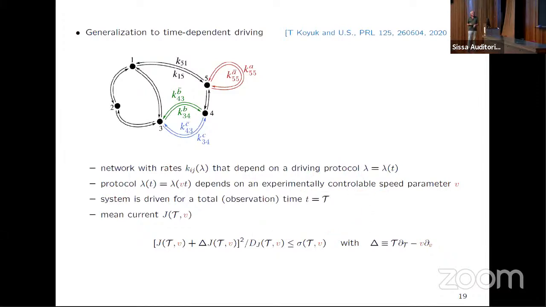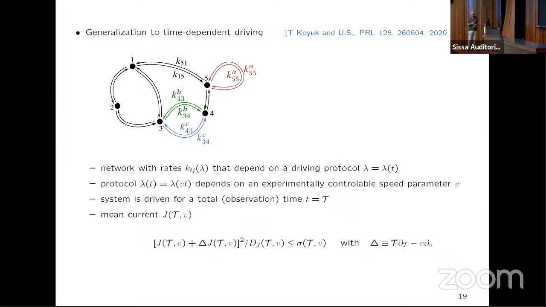And then the generalization of the TUR is the following one. J is the mean current now observed for a fixed control speed v and a fixed time calligraphic t. dJ is the corresponding diffusion coefficient. Sigma is the corresponding entropy production rate now averaged over this time-dependent process. And this is the old relation except for this delta J term. So there's an additional term which says how does the mean current change with the observation time and how does it change with this experimental speed parameter. Again, all of this is experimentally accessible.